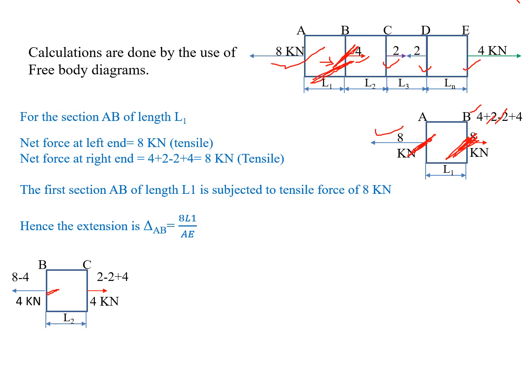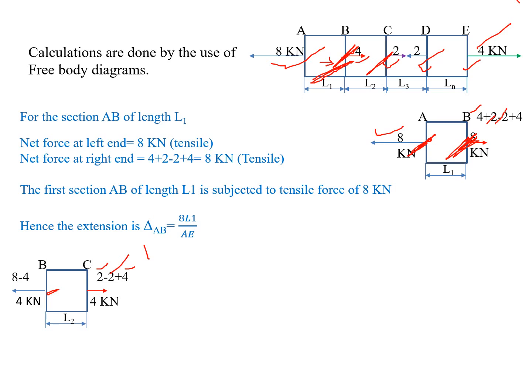Similarly, the same thing at the other end. So on the right hand side at point C, here also we have to observe. 2 kilonewtons tensile, which is positive. 2 kilonewtons is the compressive force, that is negative, and 4 kilonewtons tensile is positive. So the net force is 4 kilonewtons. Positive, it is tensile.